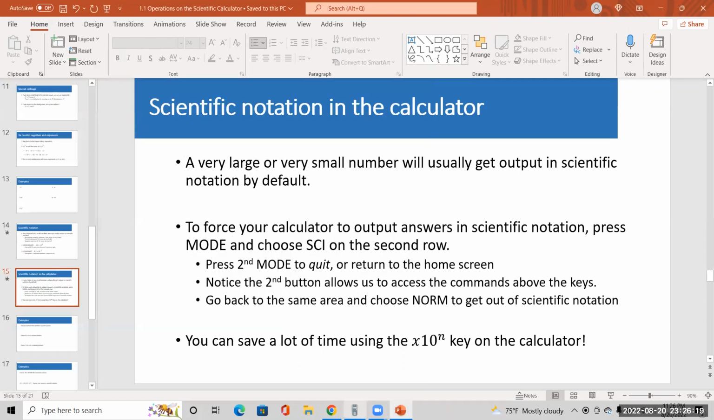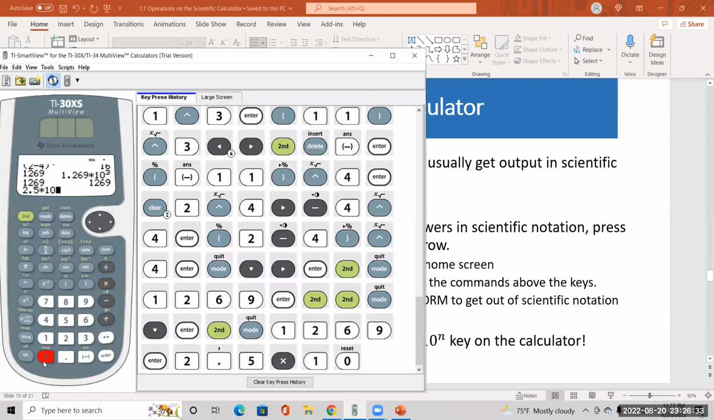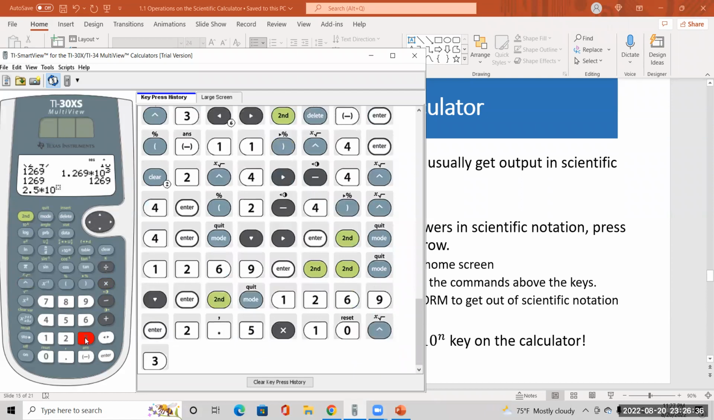You can save a lot of time in our calculator also by using that times 10 to the n button here instead of typing. If we want 2.5 times 10 to the 3, for example, we could certainly just type it like that, right? But we can also say 2.5 and then use this button right here, that times 10 to the n, and that'll save us that times 10 piece. Okay. Again, preference, shortcuts, it's all doing the same thing.